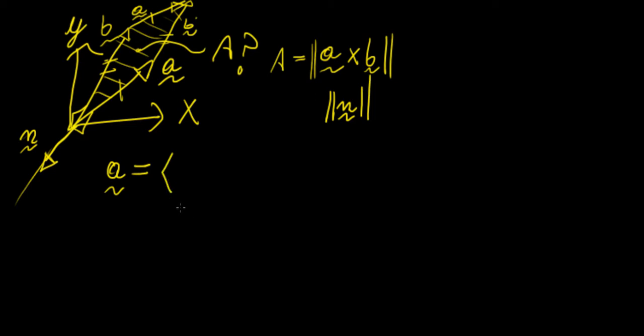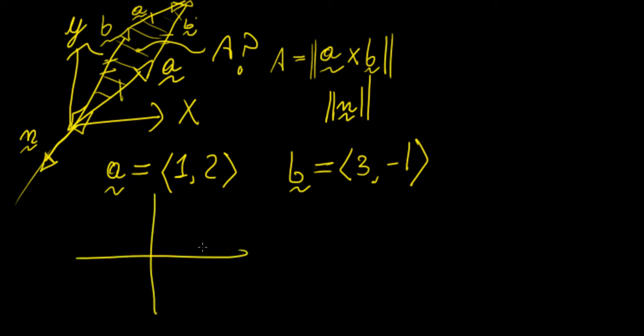So let's say I give you the vector 1, 2, and the vector, say, 3, -1. Now, if I tell you find the area enclosed by these two, first of all, we need to know how they look on the xy plane. So we're gonna draw this one. This is going to be 1 and 2 here. So that will be vector A.